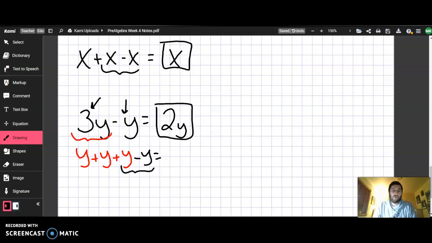And why is that a 1? Well, because there's no number written. So there's only 1 y there. You could write the number 1 in there. And that makes just as much sense as not having it there, because there's still just the 1 y.